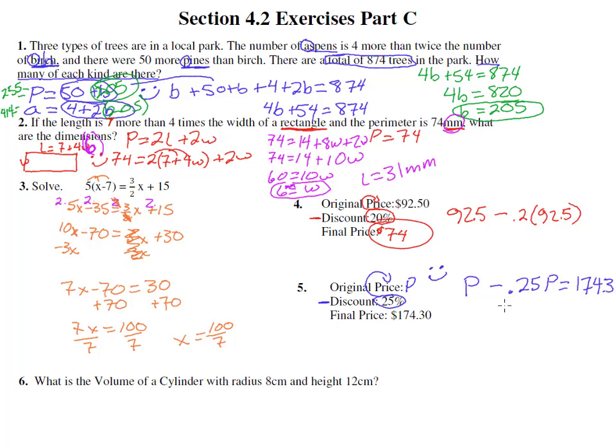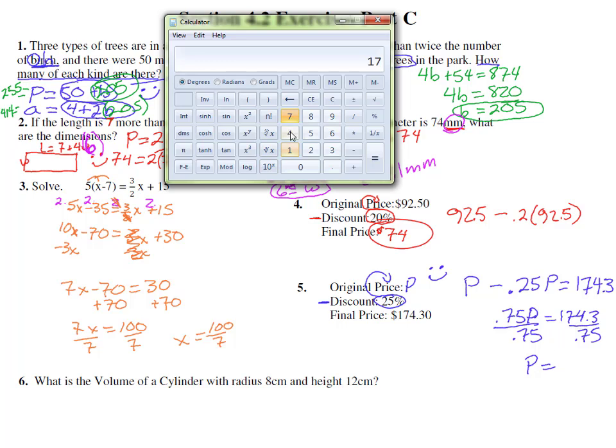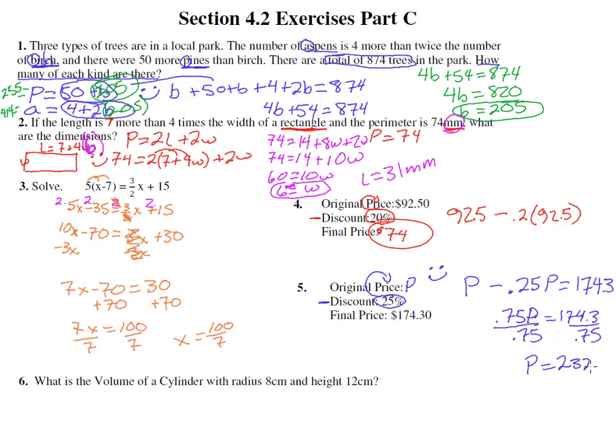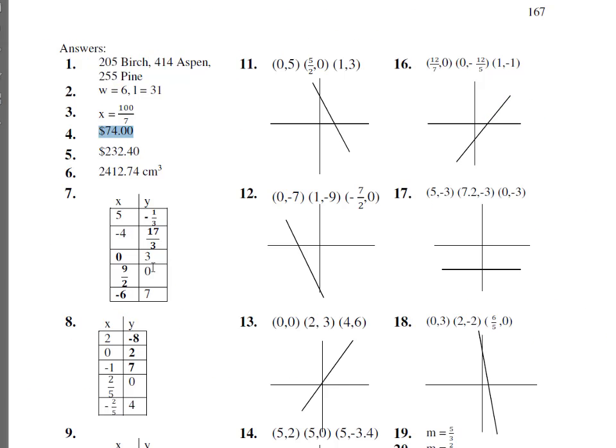P minus 0.25p is 0.75p, and that equals 174.30. And this is where algebra is so handy. We can now divide just by the 0.75, and it will leave that p by itself. So we get p equals, calculator, 174.3 divided by 0.75 equals, and we get 232.4. And if that's dollars and cents, we put that 0 on there to say it was 40 cents. And let's check our answer.